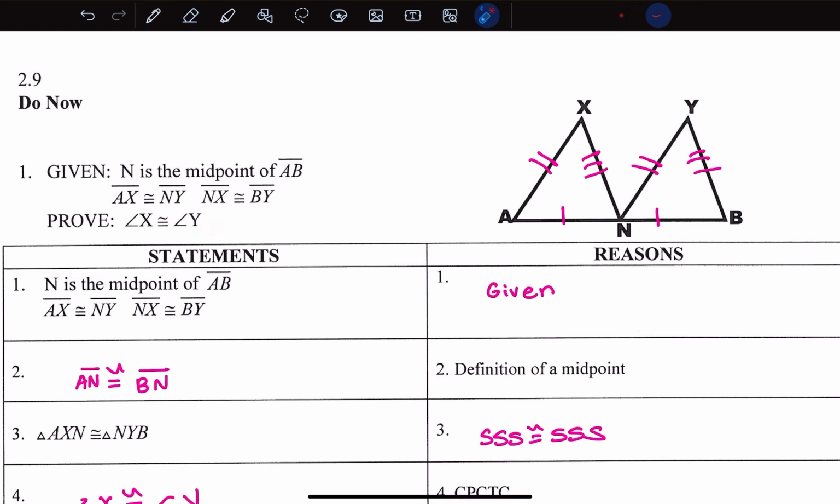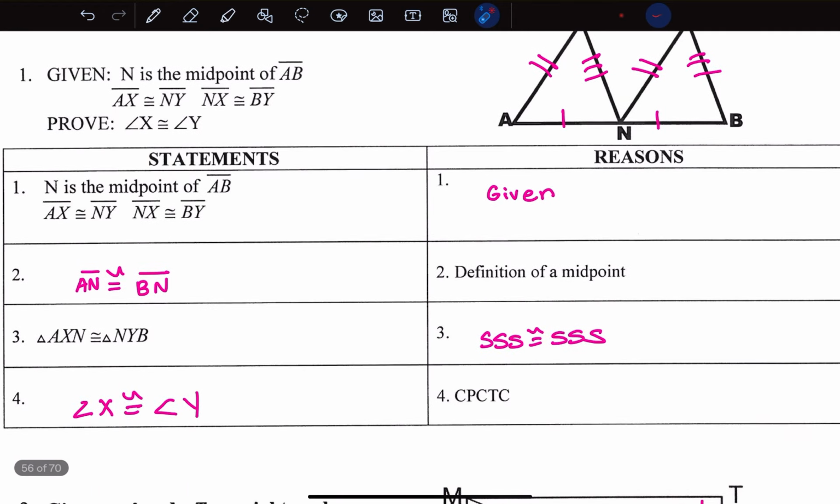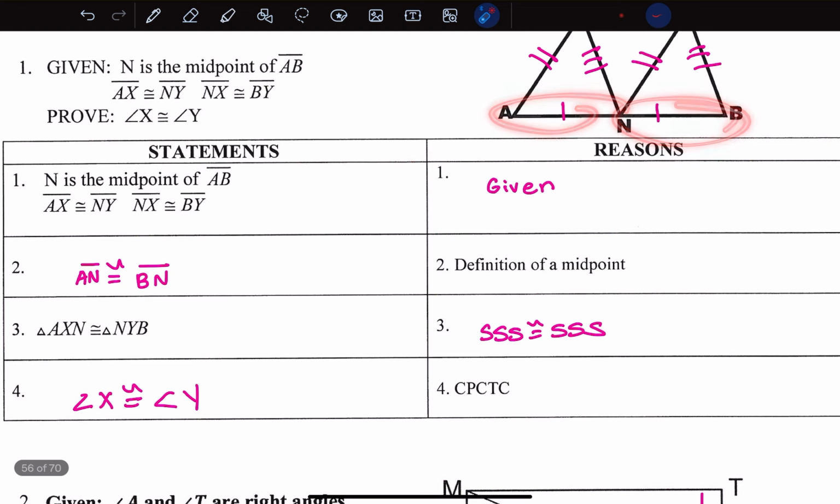be congruent. So we start with our given, use our definition of a midpoint to state our last missing side as congruent, use side, side, side, and then because I have congruent triangles, I can say that angle X is congruent to angle Y because they are corresponding parts in a congruent triangle, therefore they are congruent.